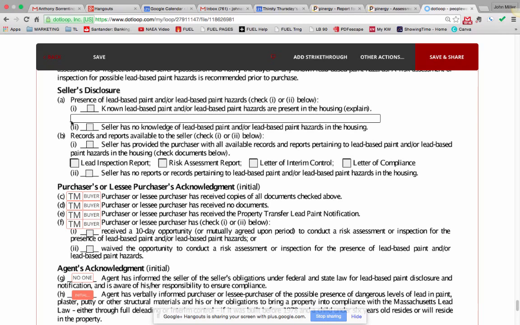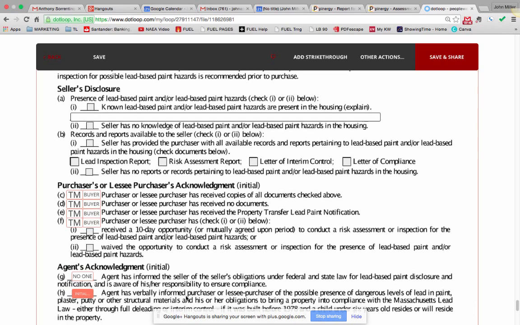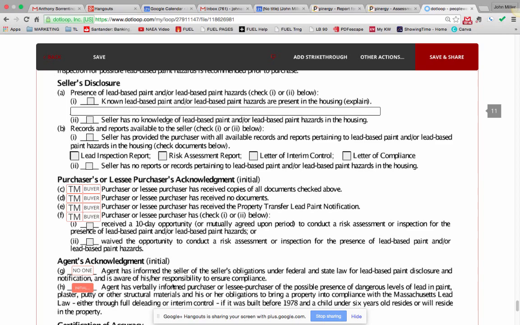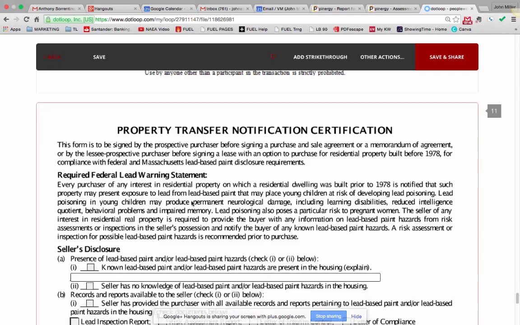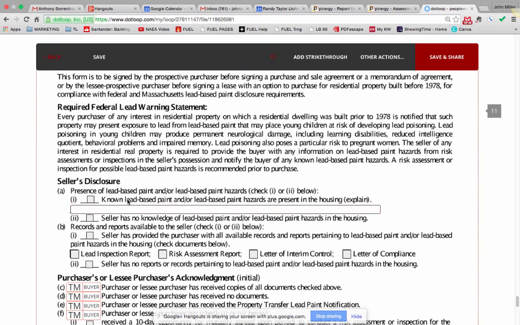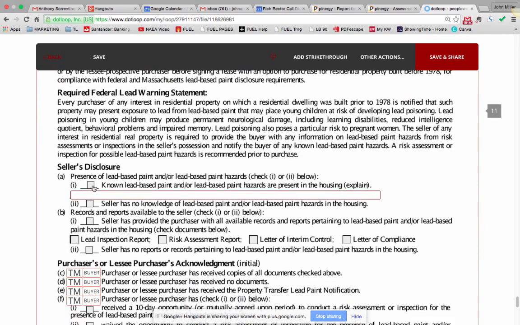And so you should always get a lead paint form filled out by the seller first, and then your buyer goes in and fills in the blanks. However, it wouldn't hurt you to get one initialed by the buyer, acknowledging that you have verbally informed them and you've given them this form. But we'll get into that in a minute as well. So we go through seller's disclosure. The seller is going to disclose either one or two, not both. You follow me? It's either one or the other.